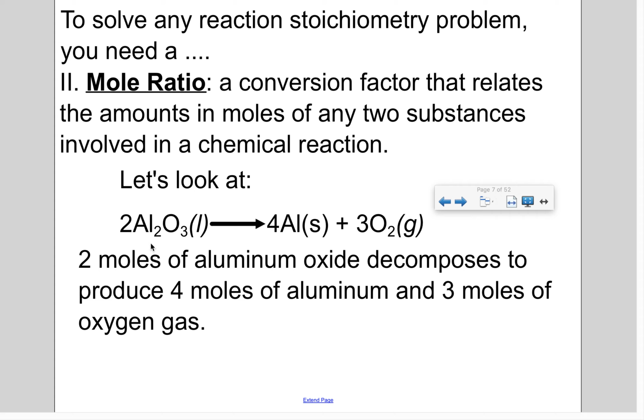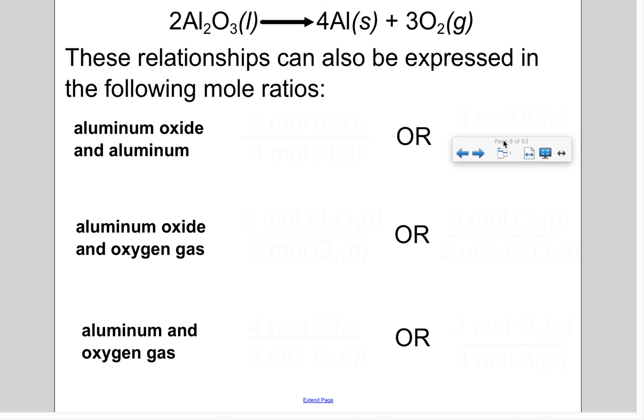So if I have an equation here, 2 aluminum oxide liquid form decomposes into 4 aluminum solids plus 3 oxygen gas. These numbers in the front actually represent moles. So I actually have 2 moles of aluminum oxide breaking down to produce 4 moles of aluminum and 3 moles of oxygen gas. So to show the relationship between all of these compounds, I can use mole ratios. So if I wanted to look at aluminum oxide and aluminum, I actually have 2 types of mole ratios.